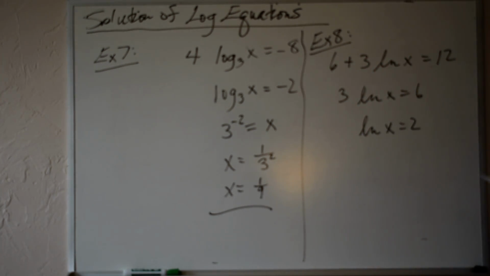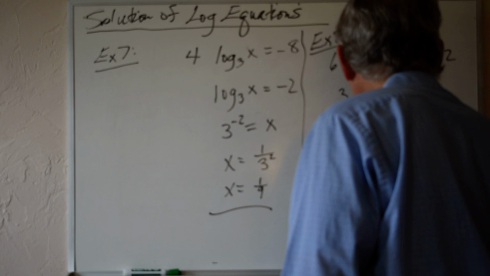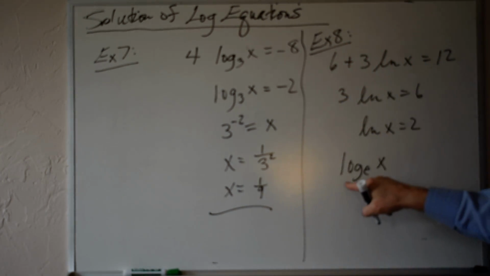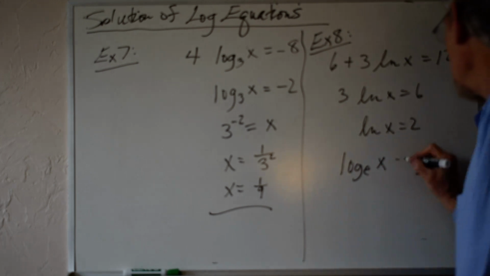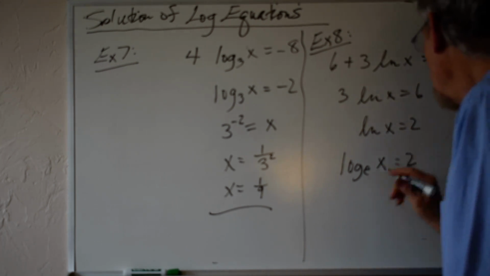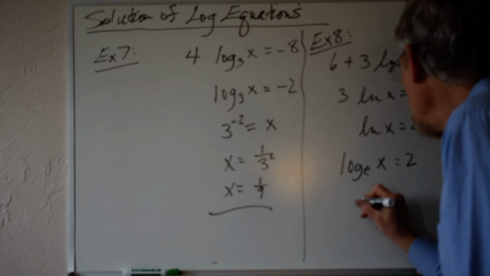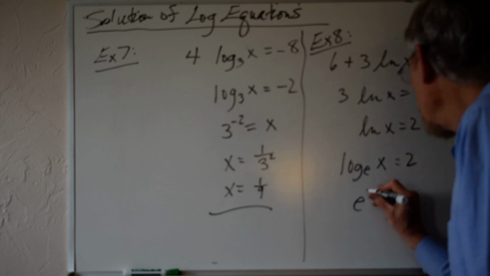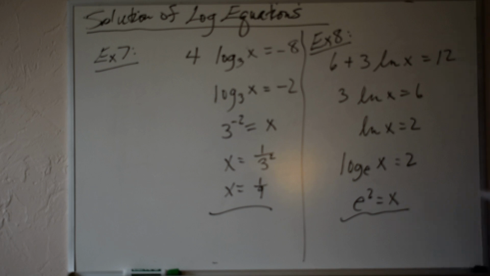So I get there. Now, keep in mind what the natural log of x means: it is log base e of x, and we could write it that way if we felt like it. Converting this to an exponential equation, just like we did in the previous problem, this says that the base e raised to the exponent 2 equals x. And there's our answer.